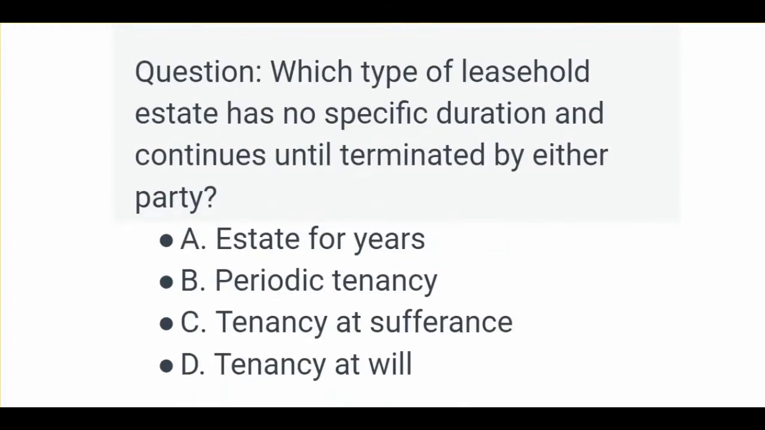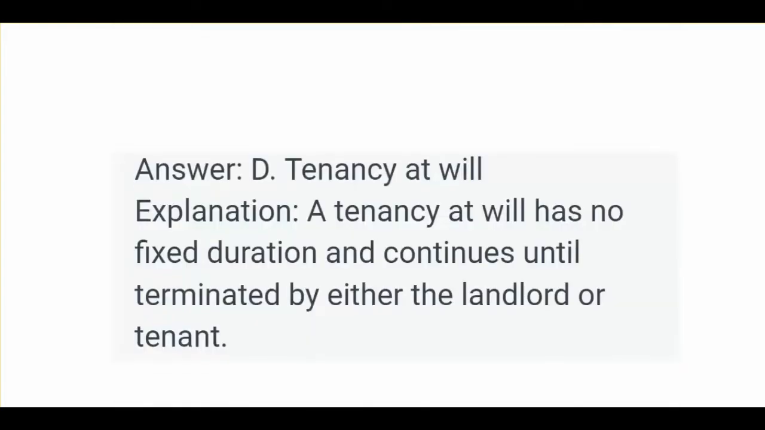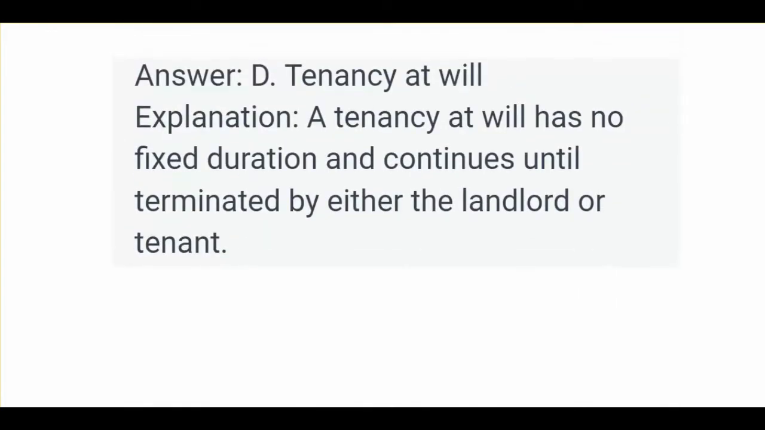Which type of leasehold estate has no specific duration and continues until terminated by either party? A, estate for years. B, periodic tenancy. C, tenancy at sufferance. D, tenancy at will. D, tenancy at will. Tenancy at will has no fixed duration and continues until terminated by either the landlord or tenant.